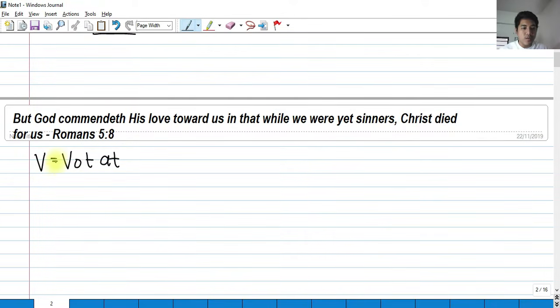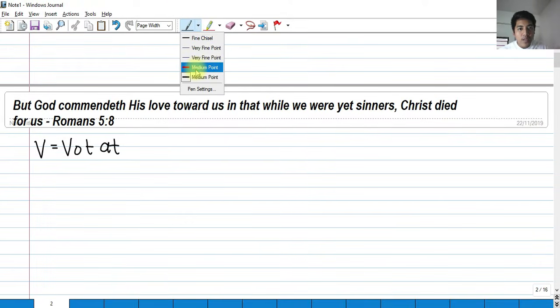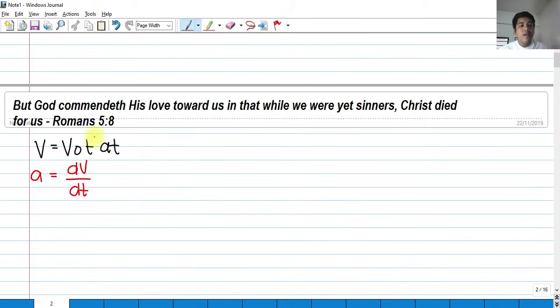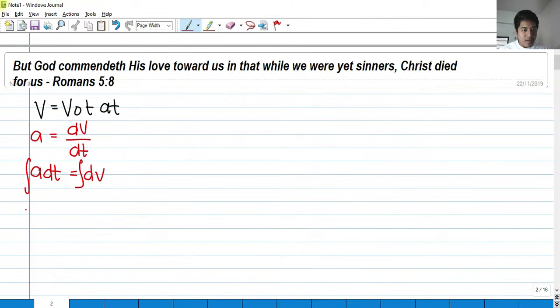v naught plus at is equal to the final velocity. So, how do we derive this? We're going to use the definition of acceleration, which is the change in velocity with respect to time. If I cross multiply this, we have a dt is equal to dv. If I integrate both sides, I can factor out a outside of the integral because I'm integrating with respect to t. And we have dv on the right side. So, upon integrating this, we have a times t plus the constant of integration is equal to v.